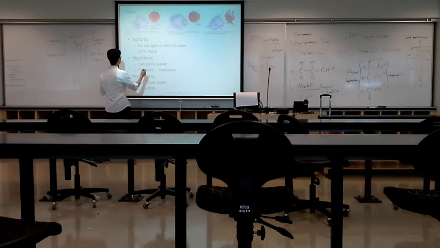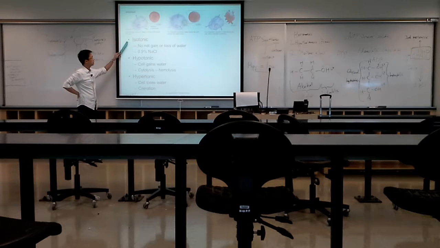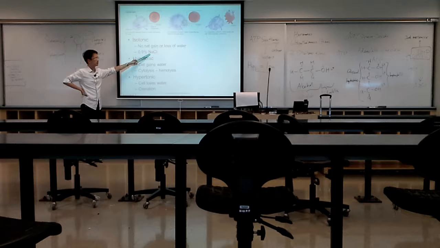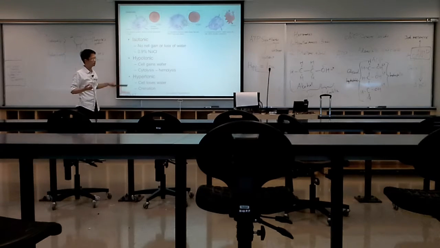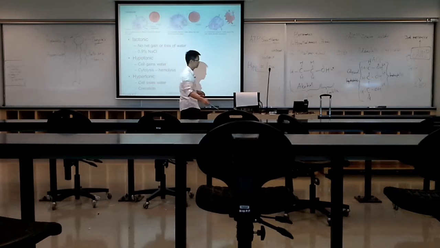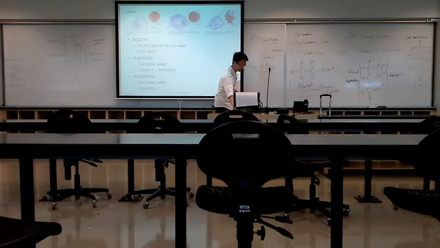How do we apply these terms? So isotonic solution, meaning that, for example, you would put a cell, let's say a red blood cell, into a solution. And if the red blood cell is in, let's say, a 0.9% NaCl solution, then this solution has the same, we call it tonicity. Tonicity, you can assume that it is similar to the concentration.